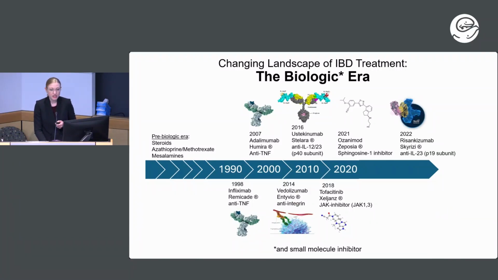Then Skyrizi, y'all have probably seen commercials for this. I feel like they're pushing this one hard. This is really interesting. It's a more selective IL-23 inhibitor, so similar mechanism of action to Stelara, but it targets a different subunit, so it's really selective for IL-23, and the data look really promising for it. Then Rinvoq, cousin to Xeljanz, upadacitinib, another JAK inhibitor, but again, more selective.